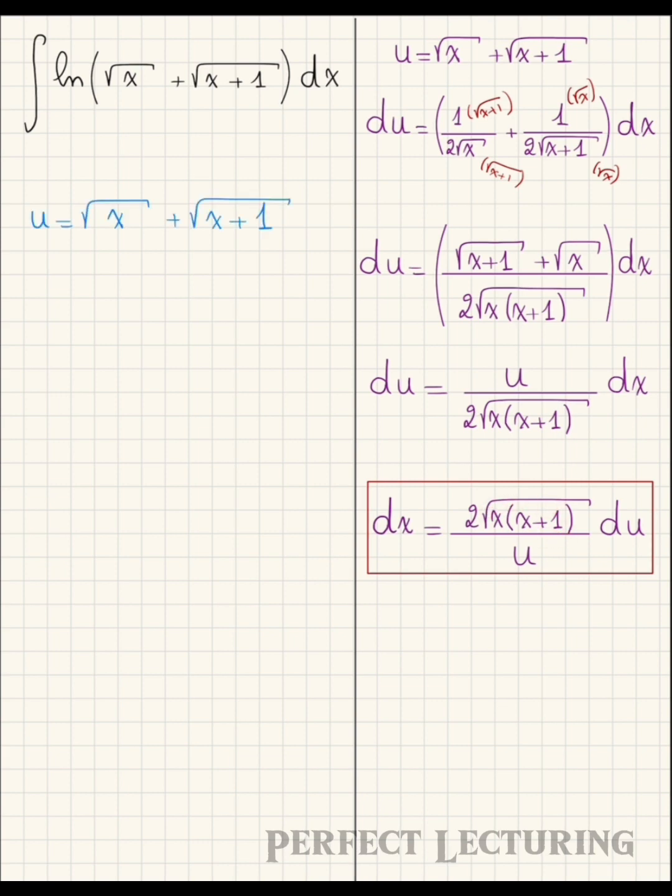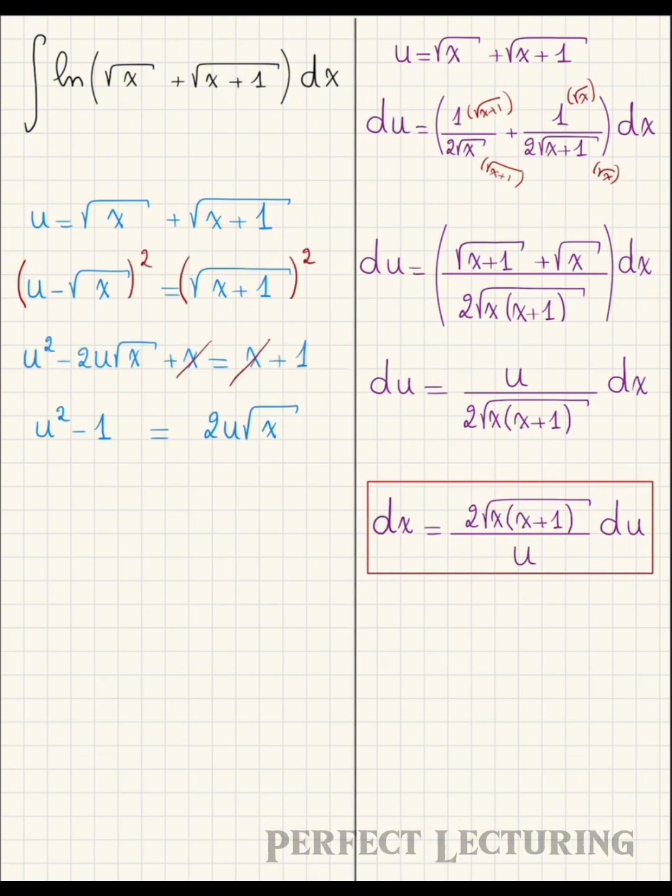To do that, let us come back to the key relation between u and x. We move the square root of x to the other side, and then we square both sides. These x's cancel out. We then isolate the square root of x, which means I have to divide both sides by 2u. But first of all, can we divide by u? Are we sure that u cannot attain the value 0?